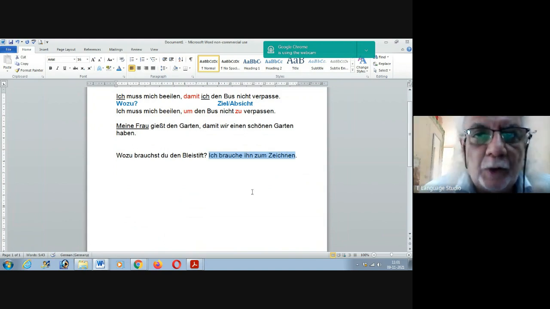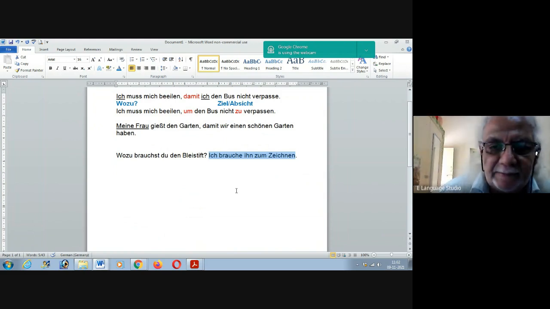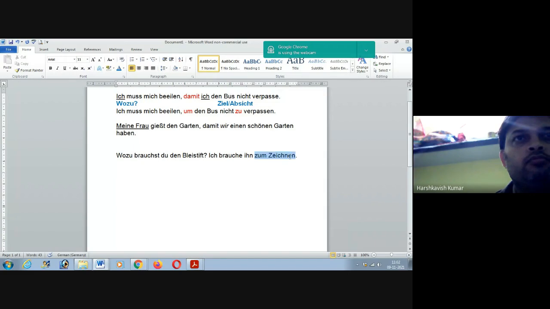A preposition will normally come with a noun. A preposition does not come with a verb. That is, it will follow a verb, but it will not precede a verb. Fahren mit. It's a preposition that follows the verb. It will not be mit fahren. A preposition normally comes with a noun or a pronoun. And what is this here? Zum Zeichnen.